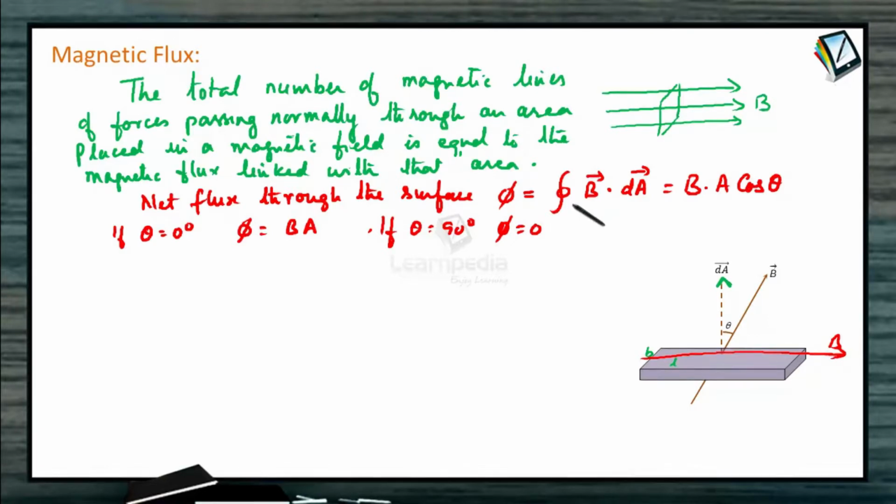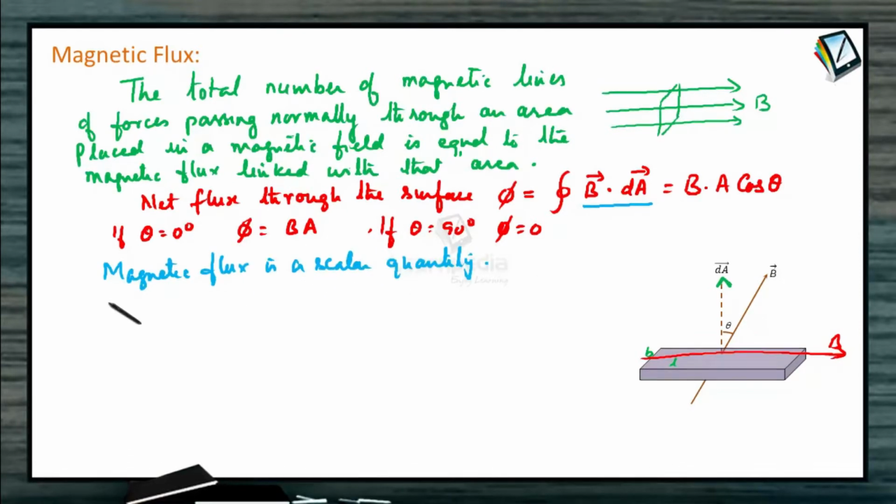So the flux phi is equal to integration B dot dA. It's a dot product of magnetic field and area vector. So if the magnetic field is in the direction of area vector, then in that condition maximum flux through this area. If magnetic field is perpendicular to area vector, then the net flux will be 0. Magnetic flux is a scalar quantity. It is dot product of two vector quantities. Magnetic flux is a scalar quantity.